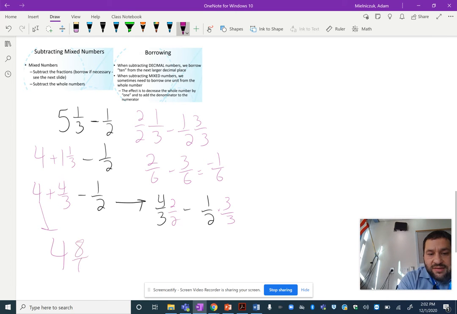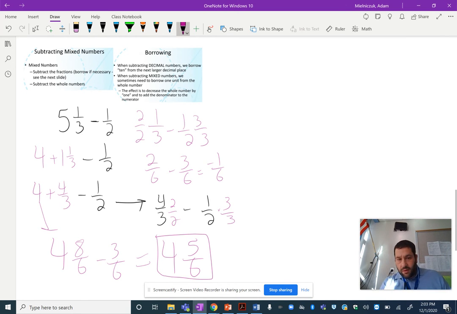4 8/6 minus 3/6. Subtract our whole numbers. We still have a 4. 8 minus 3 gives us 5. So our final answer is 4 5/6. So not much difference with addition, other than that you're subtracting, and the other part is you must borrow at times from the whole number.